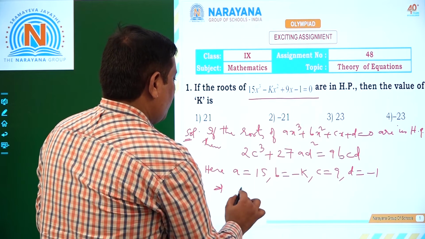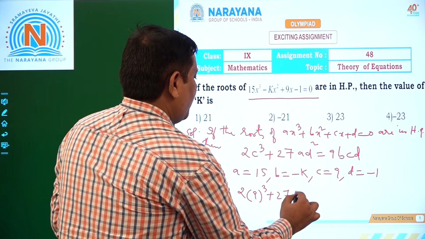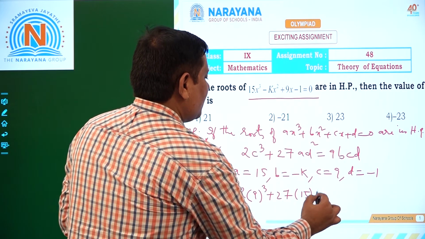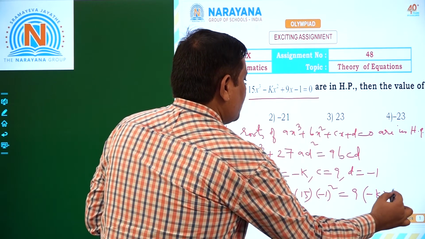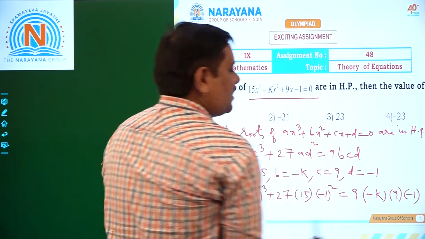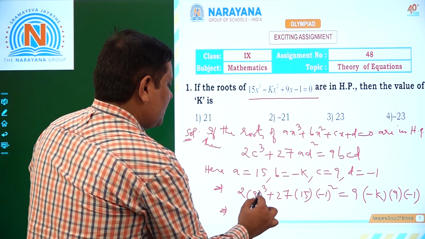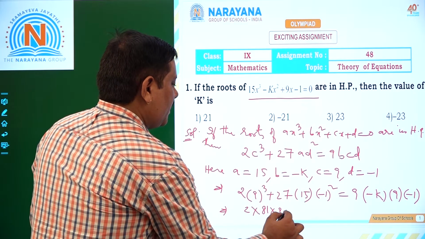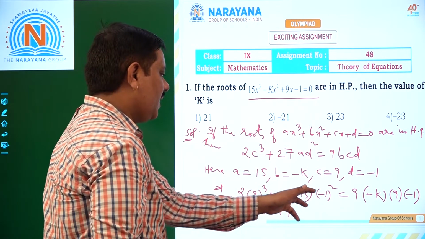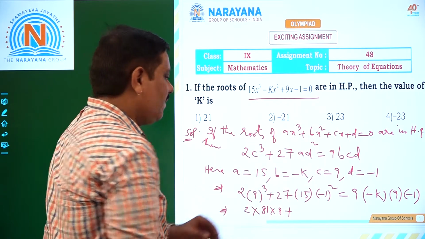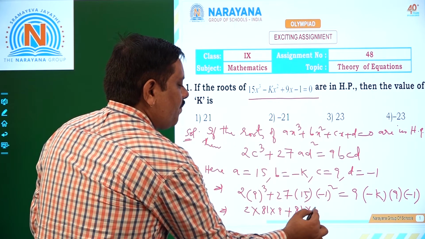That implies 2c cube, 2 into c cube, that is 9 cube, plus 27ad square, what is a? 15. D square is nothing but minus 1 square, is equal to 9 into bcd. B is minus k, c is 9, d is minus 1. Fine. Now, that is otherwise 2 times 9 cube, that is 81 times 9, plus 27 into 15. Here minus 1 square is nothing but 1. So 1 time 15 into 27 is 27 into 15 itself. So let me write it as 27 into 3, that is 81 times 5.